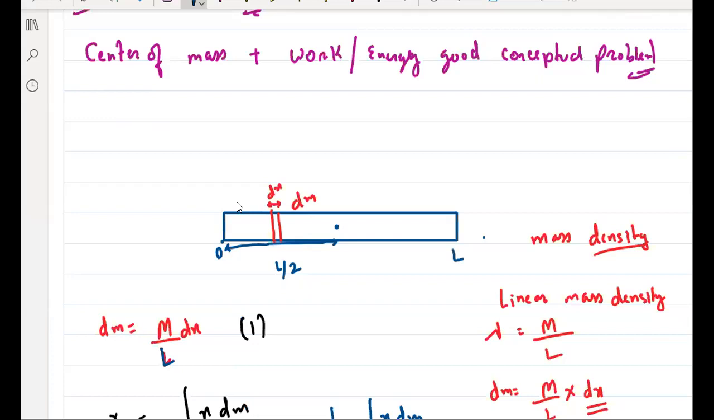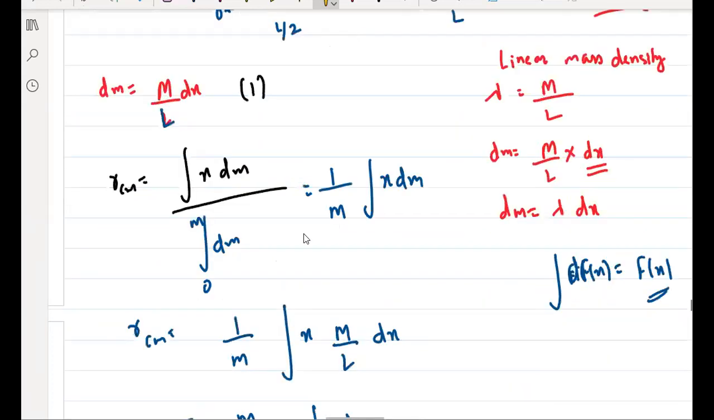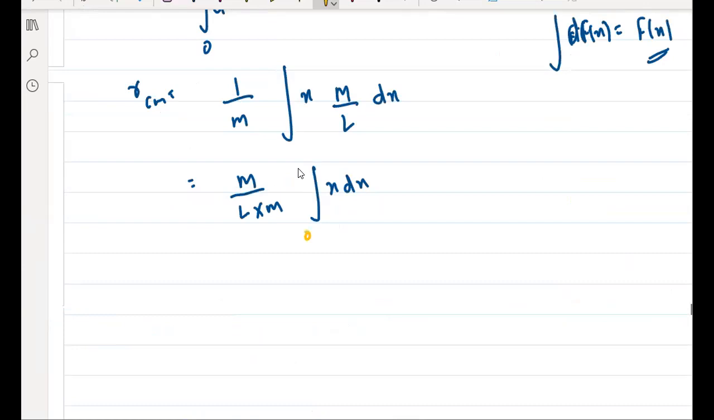So this distance is x, right? So x is 0 to l. Now what is the integration of x, guys? Tell me, what is the integration of x? I hope all of you remember. When you talk about integration of x to the power n, this is x to the power n plus 1 by n plus 1.